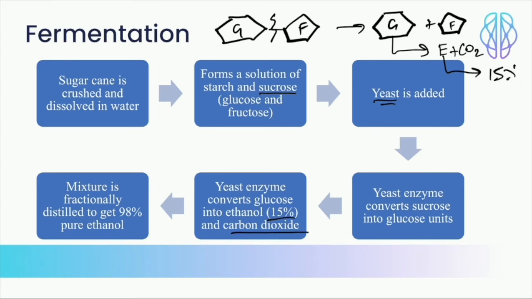So we've got a solution of a lot of mucky things. We have starch, a bit of sucrose left over. We've got yeast in it. We've got some glucose. We've got some ethanol, 15% of it, and we've got some carbon dioxide. We've got a little bit of everything.